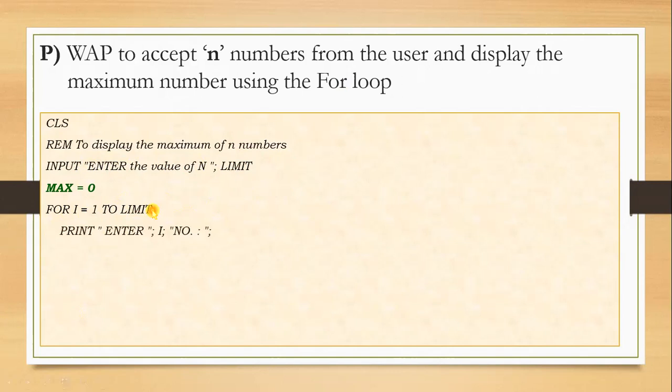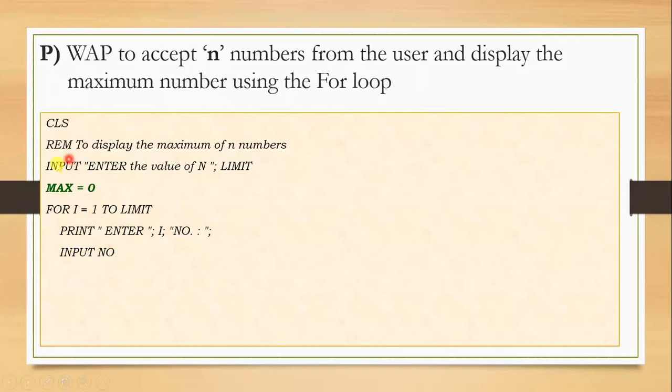Now after this, you have to give a print message. You might be thinking, why print? Because I want the user to get the message: enter first number, enter second number, enter third number, and so on. For that reason, just to display the message, I have written here print enter. I will be printing the value of I, and in quotation marks the word number will be printed. After that, I am going to use an input statement once more.